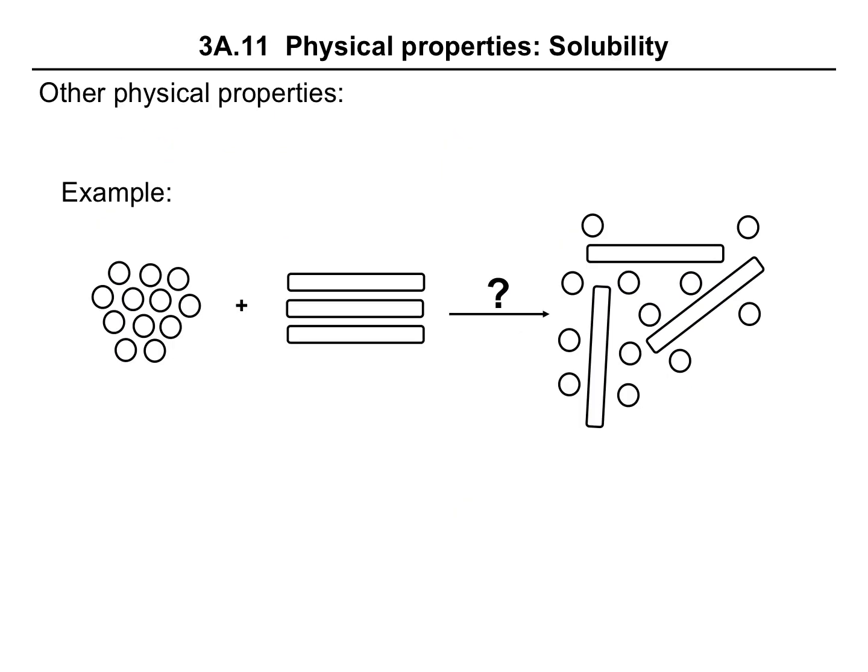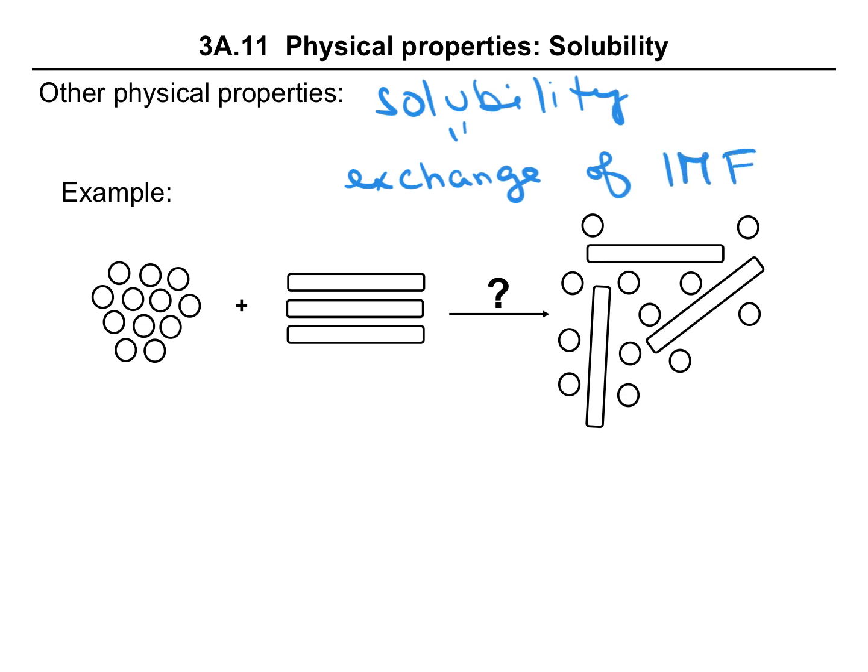Another important physical property would be solubility. So we would have to think about solubility in a particular type of solvent. So we could consider water solubility or solubility in a nonpolar solvent such as hexanes, for example. As we're thinking about solubility, what we're really thinking of is an exchange of intermolecular forces.